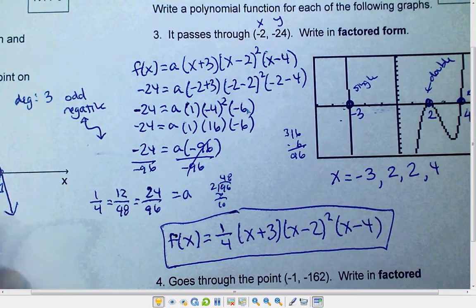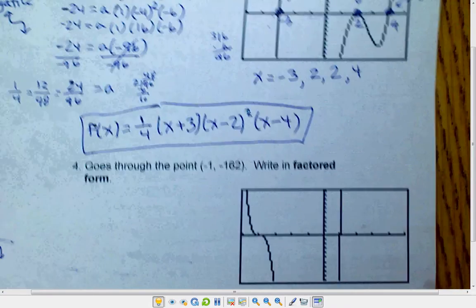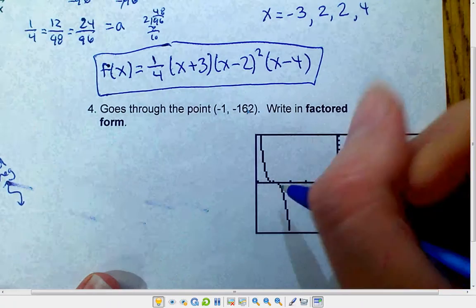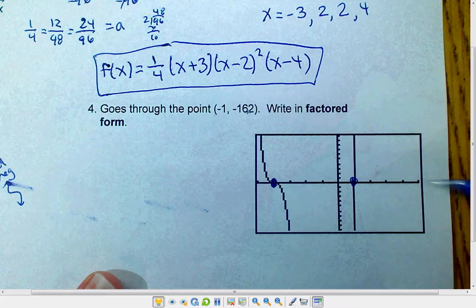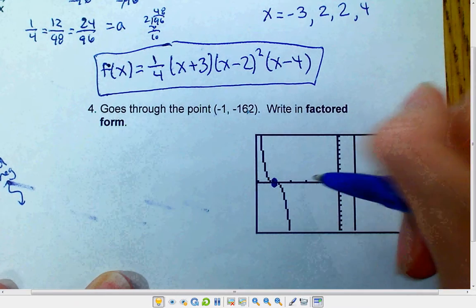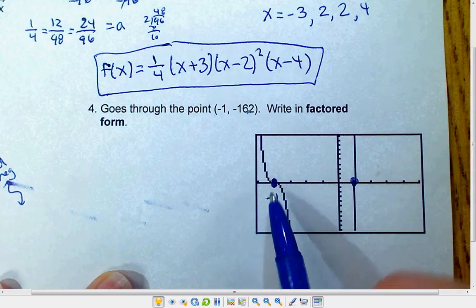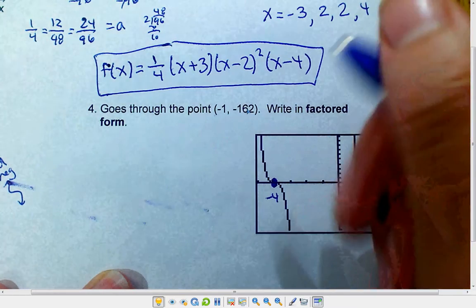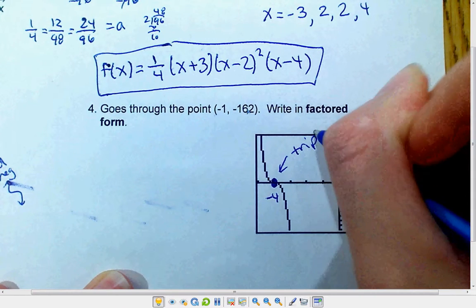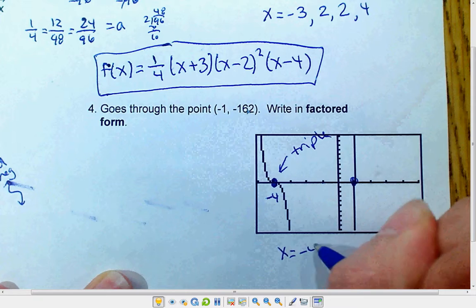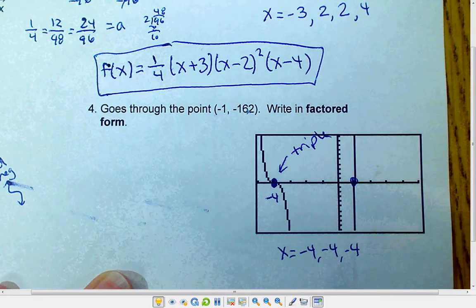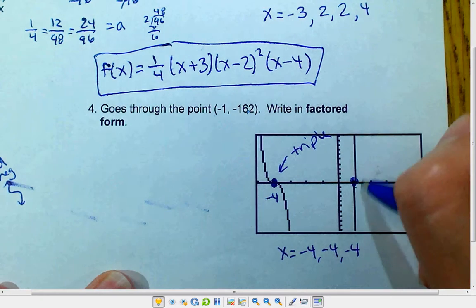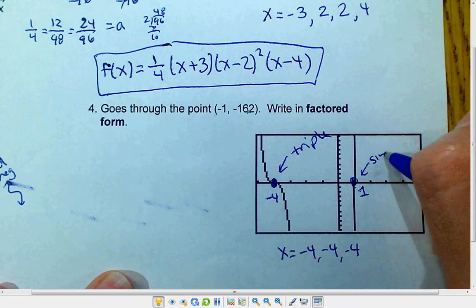Okay, let's do number 4. Again, it's a graph, so we're going to start off by looking at the roots. Okay, so our first root is at -4, but look what type of root this is. It curves through it, so this is not a single root, it's a triple root. So I'm going to have 3 -4's, and then I have a single root at 1.